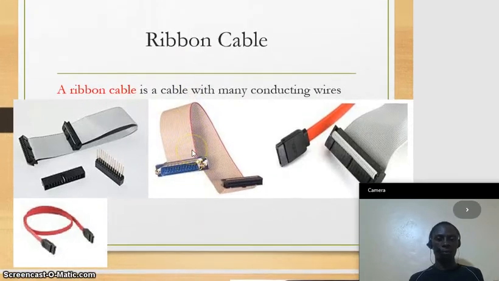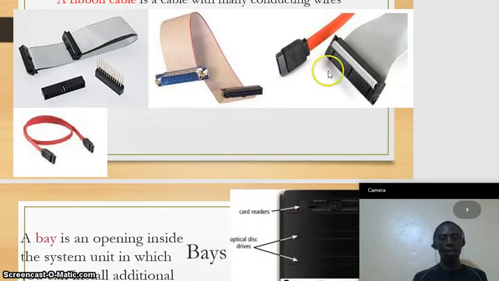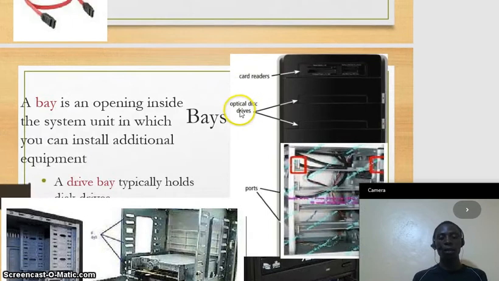So the ribbon cable, we talked about it also. We say it is a cable, or it is part of the components that are in the systems unit. A ribbon cable is a cable with many conducting wires. It is like a belt. It contains many conducting wires. So this is a ribbon cable, together with what we are calling a SATA cable. Okay, all these are data cables, and they do data transfer, even electricity or even power.